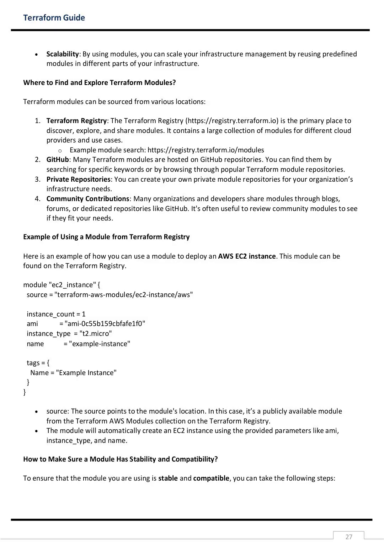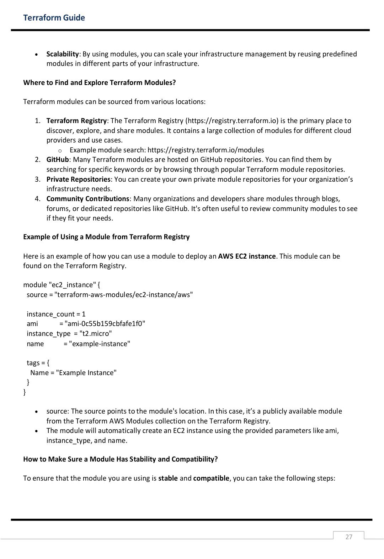Example of using a module from the Terraform Registry. Here is an example of how you can use a module to deploy an AWS EC2 instance. This module can be found on the Terraform Registry. Module ec2_instance. Source. The source points to the module's location. In this case, it's a publicly available module from the Terraform AWS modules collection on the Terraform Registry. The module will automatically create an EC2 instance using the provided parameters like AMI, instance type, and name.